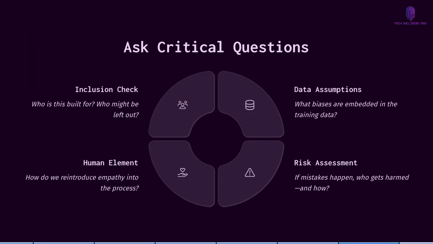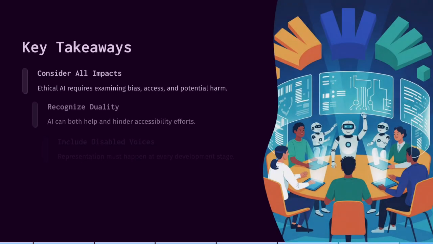So you have to do a critical assessment. Who is this built for? What biases are embedded in the training data? If mistakes happen, who gets harmed? If your training fails, what happens? How do we reintroduce empathy into this process? These are things that we have to ask ourselves every time we interact with AI and use it as support for the types of things we're trying to do.